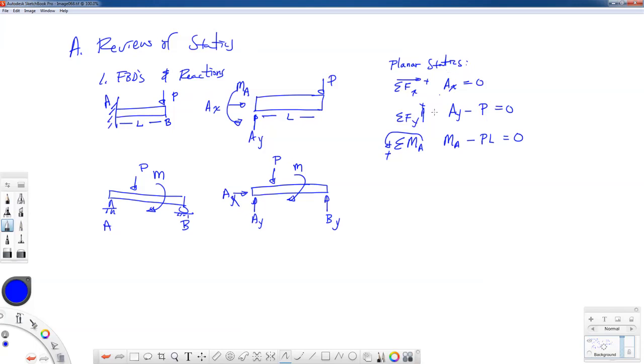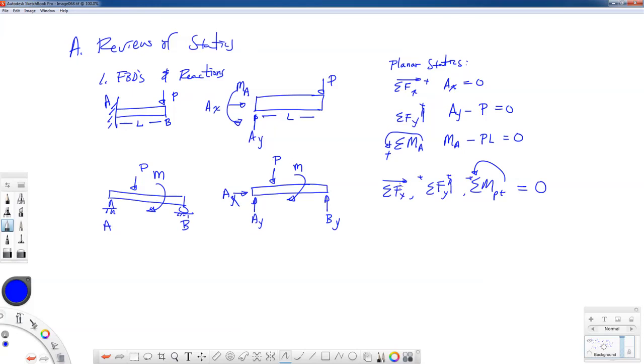And we still have our equations of planar statics. Again, the summation of forces in the x direction, summation of forces in the y direction, and the summation of moments about a point equal to 0. Now if you notice on these equations that I just wrote down, I put in my direction and I put an arrow and I put in a direction in which my summation of forces or moments equation is positive.